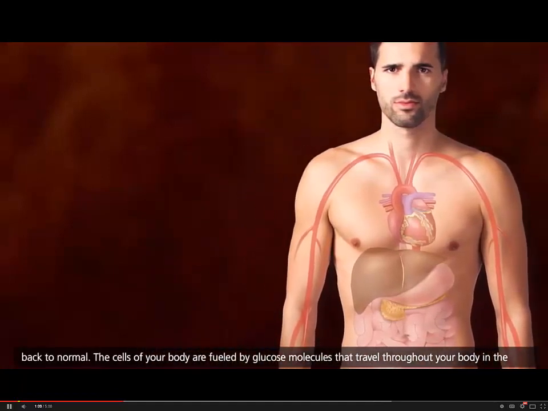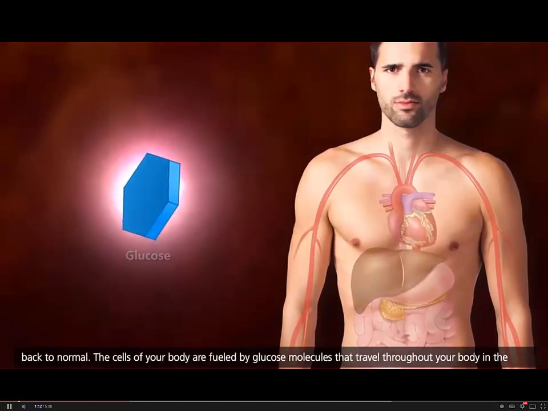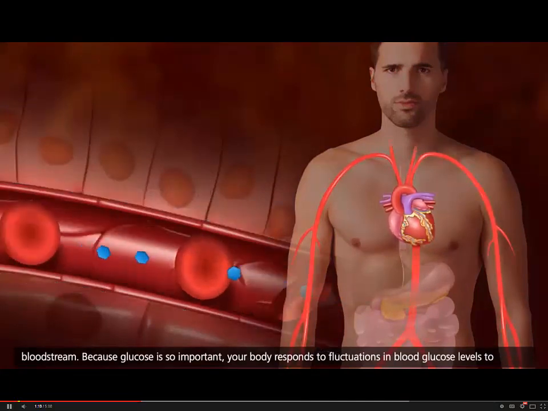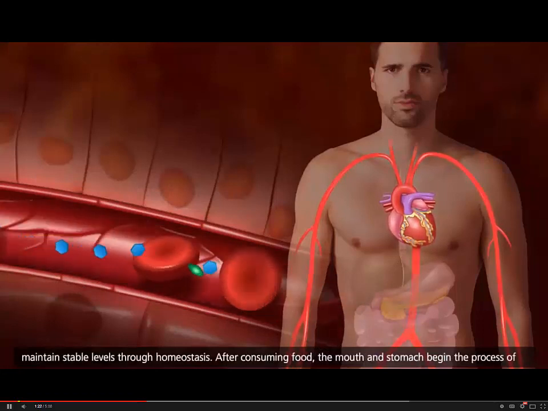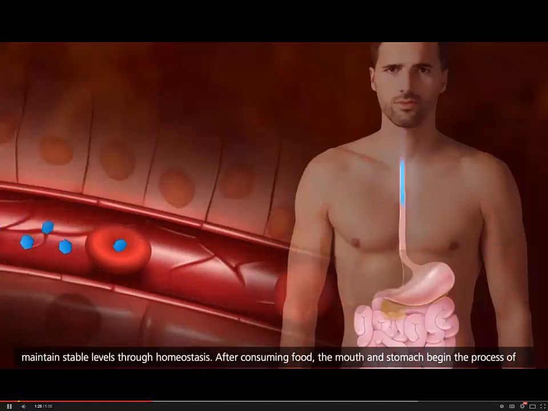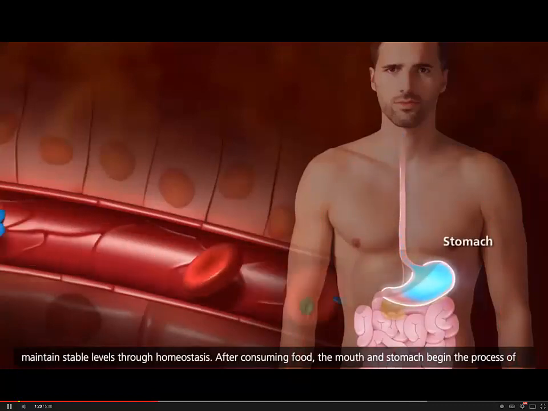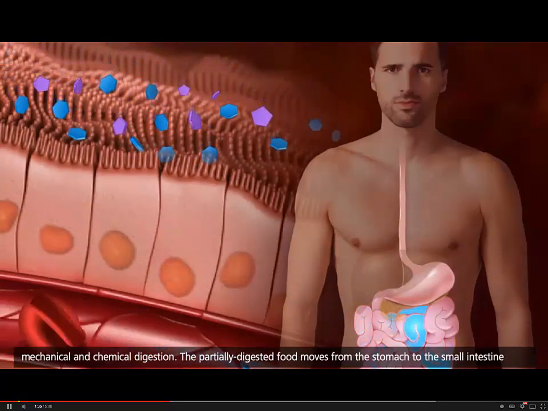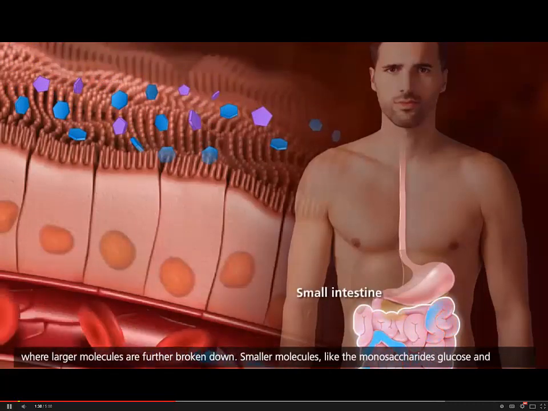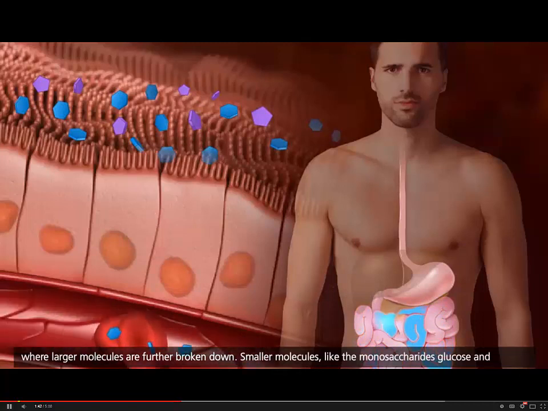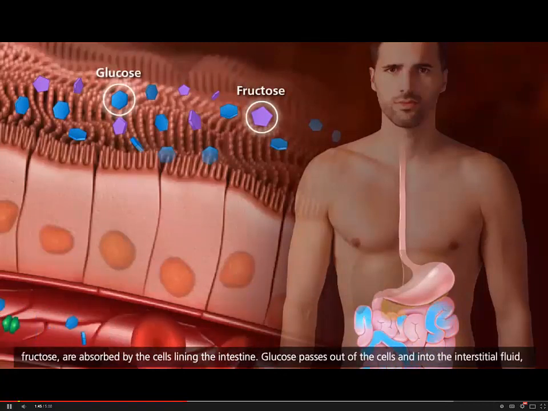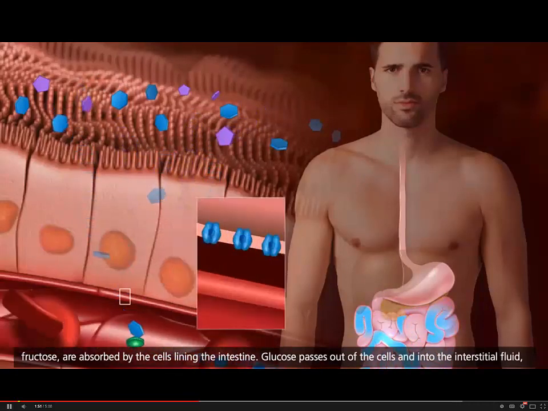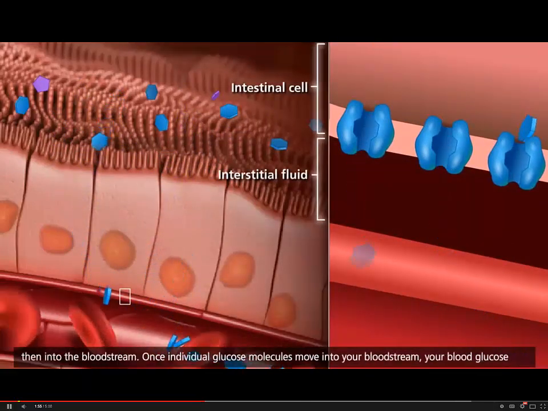The cells of your body are fueled by glucose molecules that travel throughout your body in the bloodstream. Because glucose is so important, your body responds to fluctuations in blood glucose levels to maintain stable levels through homeostasis. After consuming food, the mouth and stomach begin the process of mechanical and chemical digestion. The partially digested food moves from the stomach to the small intestine, where larger molecules are further broken down. Smaller molecules, like the monosaccharides glucose and fructose, are absorbed by the cells lining the intestine. Glucose passes out of the cells and into the interstitial fluid, then into the bloodstream.